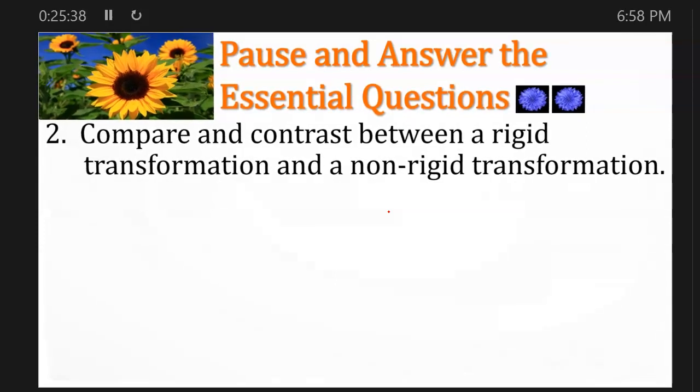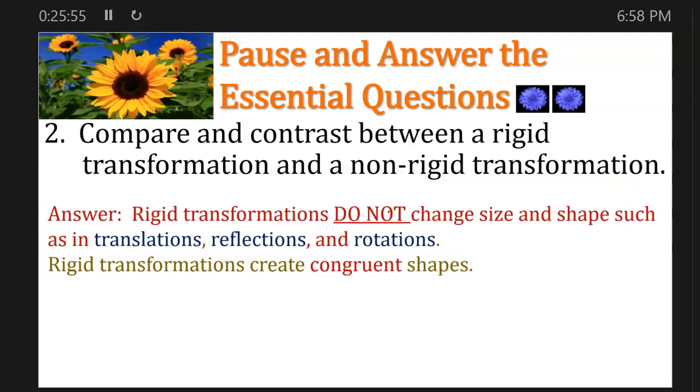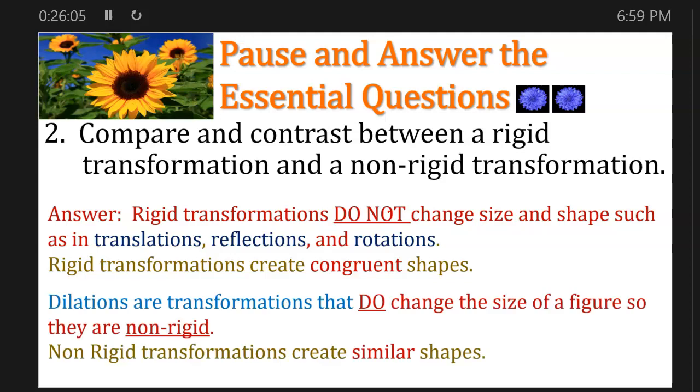The second pause and answer essential question is compare and contrast between a rigid transformation and a non-rigid transformation. So go ahead and pause. Okay, rigid transformations do not change the size and shape, such as in translations, reflections, and rotations. Rigid transformations create congruent shapes. Dilations are transformations that do change the size of the figure, so they are non-rigid. Non-rigid transformations create similar shapes.